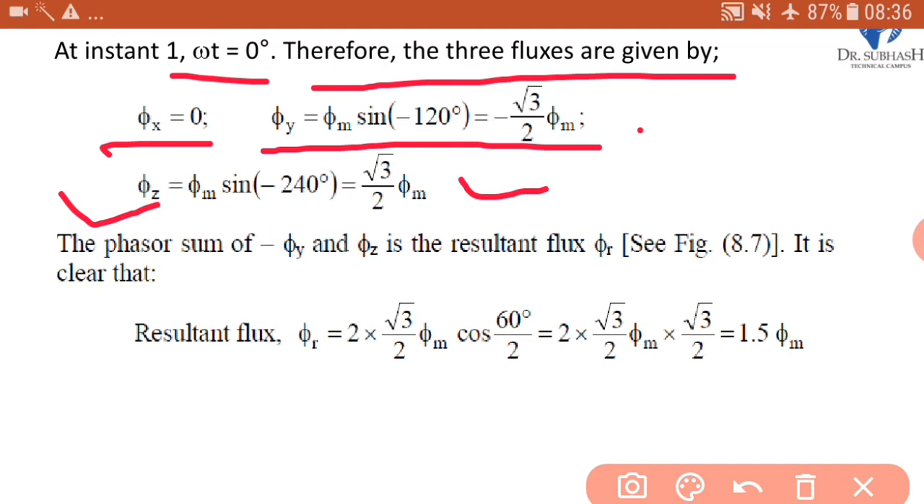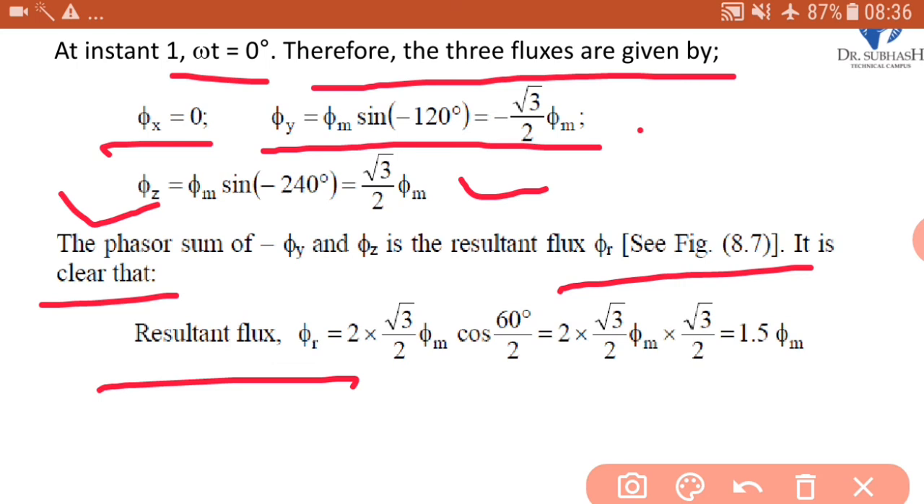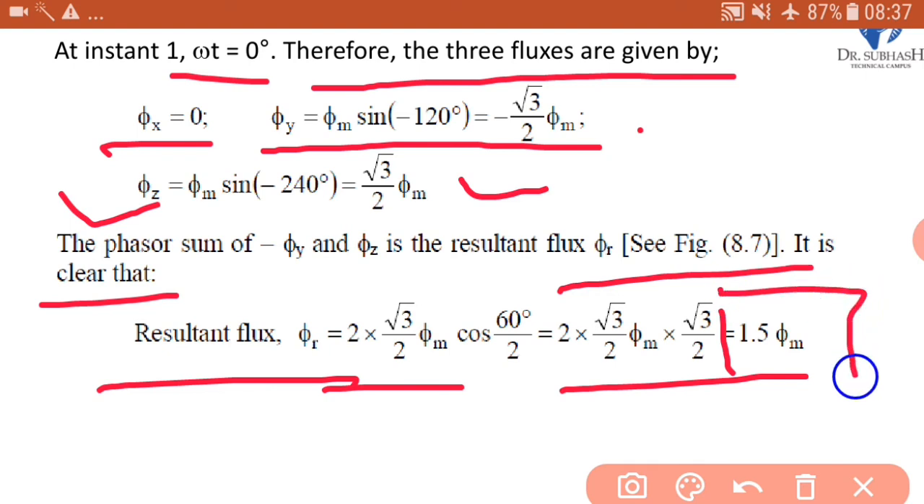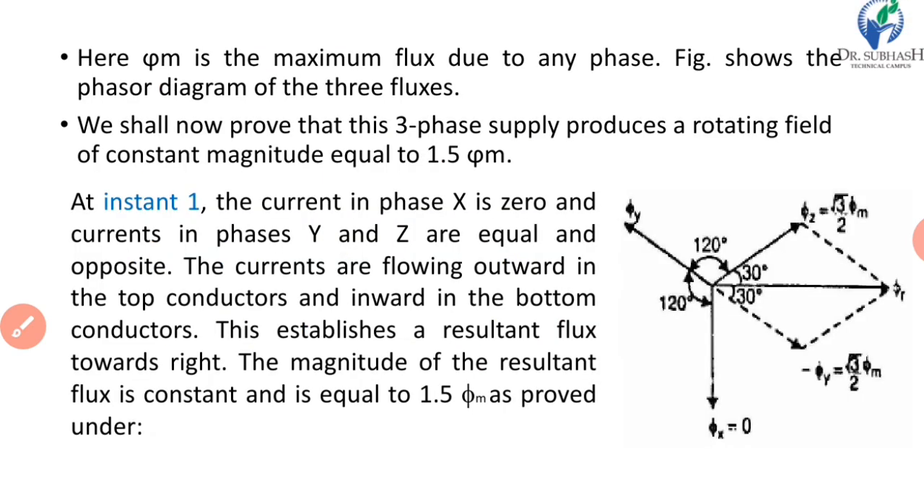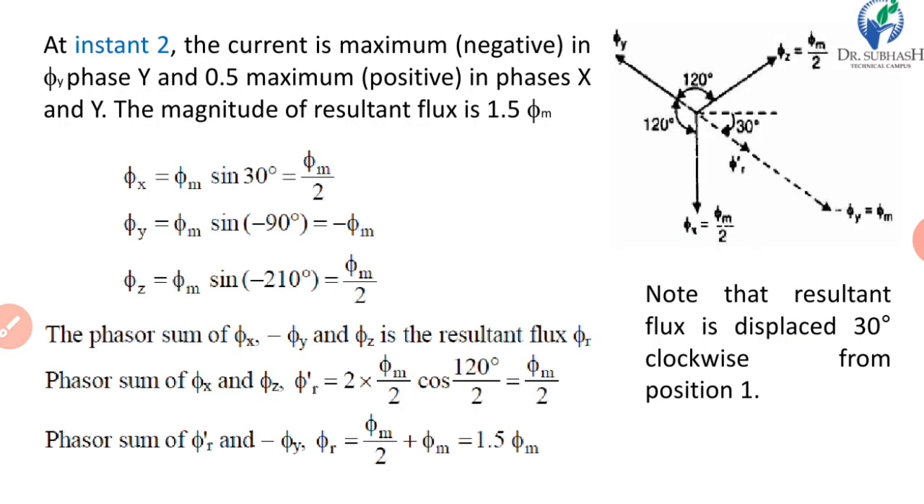The phasor sum of phi y and phi z is the resultant flux phi r, and it is clear that the resultant flux phi r is equal to 2 into root 3 by 2 phi m into cos 60 by 2. By evaluating this we get it equal to 1.5 into phi m. So this is the proof. At instant 1 we have proved that the resultant flux is equal to 1.5 into phi m. In the same way we can prove this for the next instant.